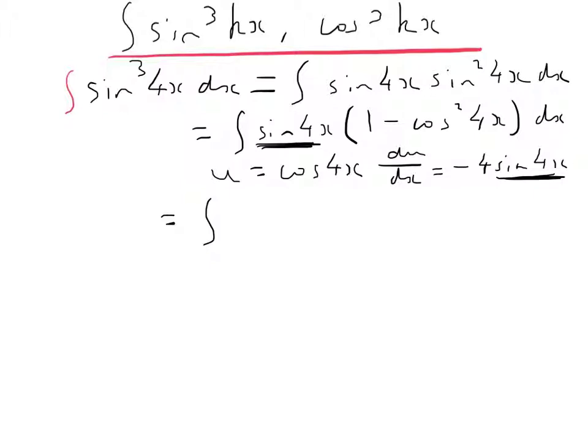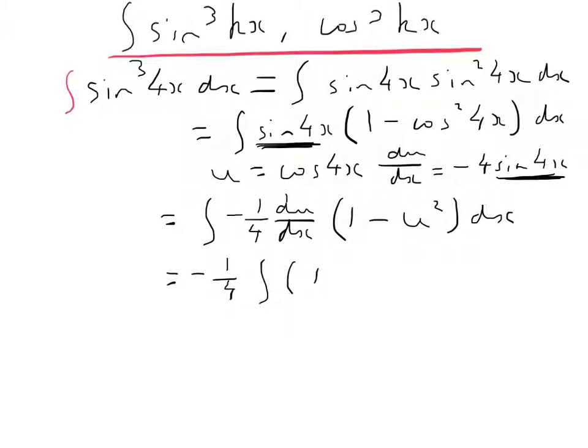So that sine 4x is actually equal to negative 1 on 4 du/dx. Then you've got your 1, then you've got your minus. Now cos squared is actually u squared, and you've got your dx. Take out the negative a quarter, and you've got an integral of 1 minus u squared du, because the dx's have wiped each other out. We're now anti-differentiating 1 minus u squared in terms of u. The antiderivative of 1 is u, the antiderivative of u squared is u cubed over 3, plus some sort of constant.